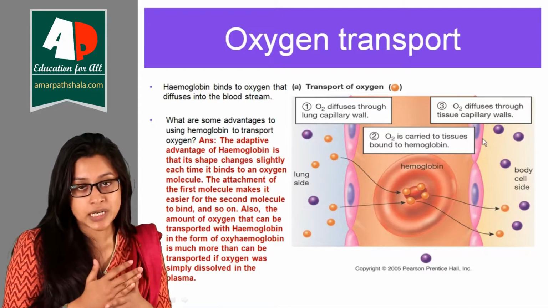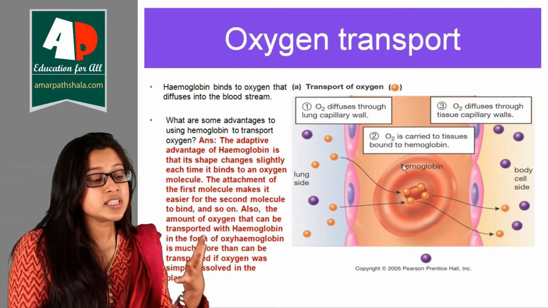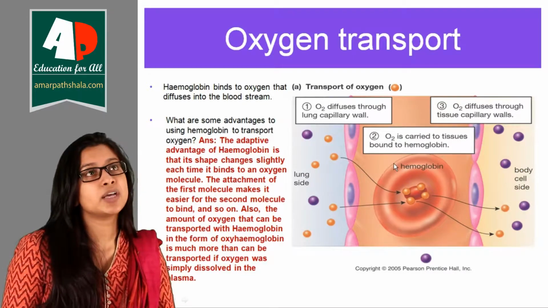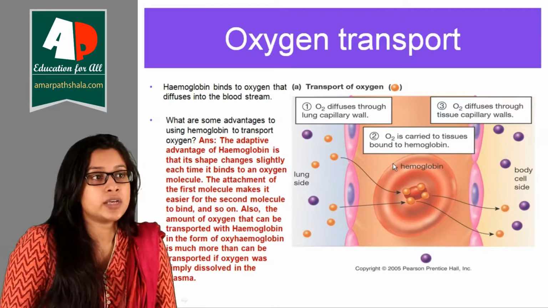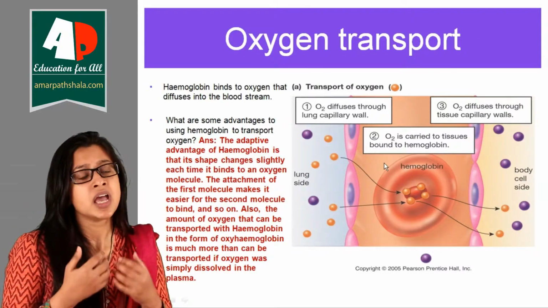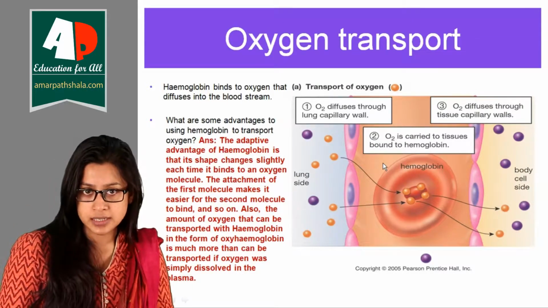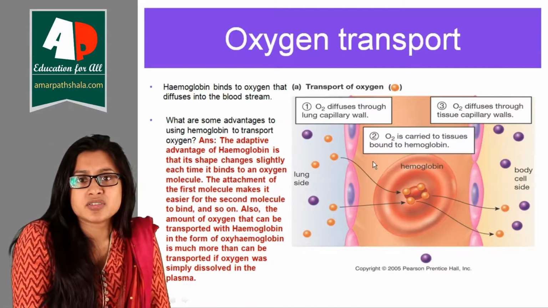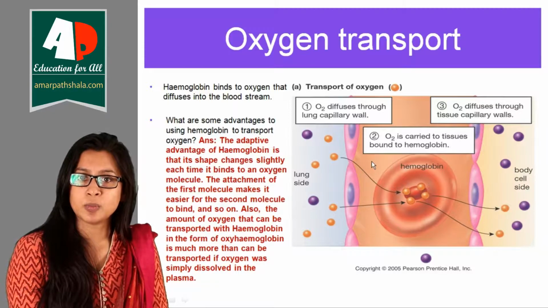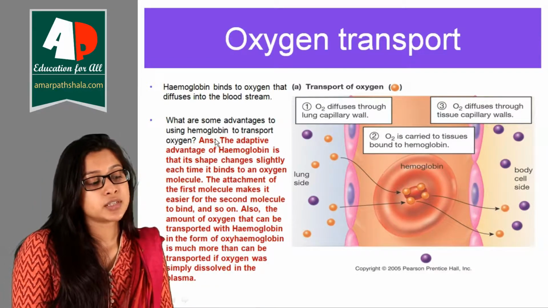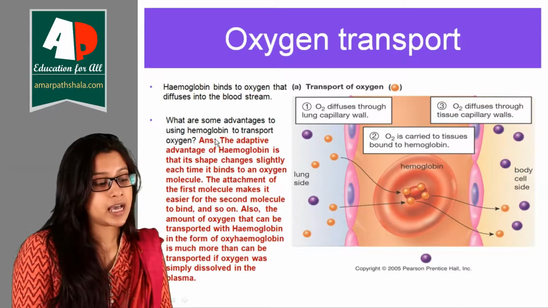But then the question arises: what are some of the advantages? Why hemoglobin? Why couldn't it be anything else? Why couldn't the red blood cell just take oxygen and put it inside? I mean, red blood cells do not have a nucleus, as we learned in the circulatory system, right? Then why doesn't the red blood cell carry oxygen by itself in the first place? If you follow the answer in the red parts here, you'll see why.